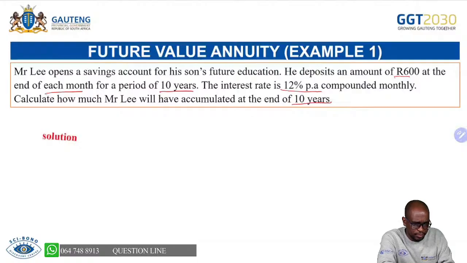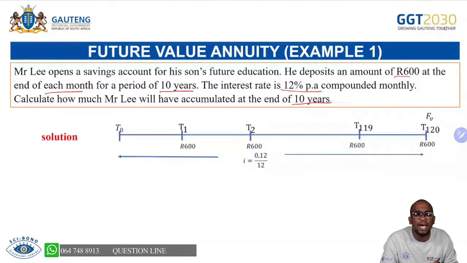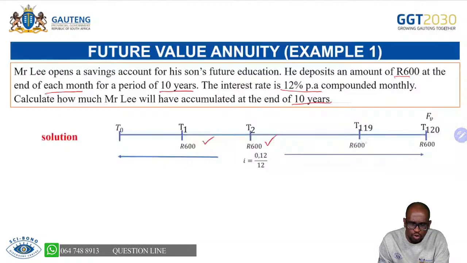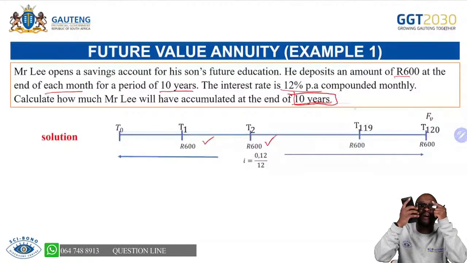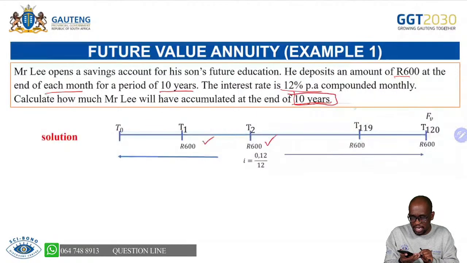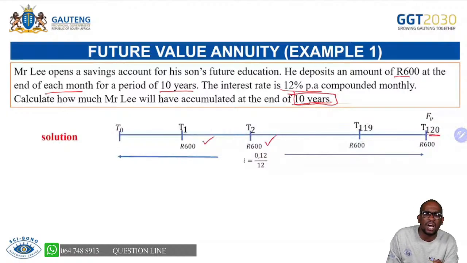Now solution. Let's look at this. There is the timeline. You see, he's investing each month 600. T1 represents the first month. T2 represents the second month. It goes on and on. You see, I'm not going to show all the months there. It goes on and on to T119. Where is this 119 coming from? It's 10 years and we are doing it monthly. So you are going to use your calculator to check how many months are there in 10 years. You say 10 times 12, you get 120. This is where this 120 comes from, all right?